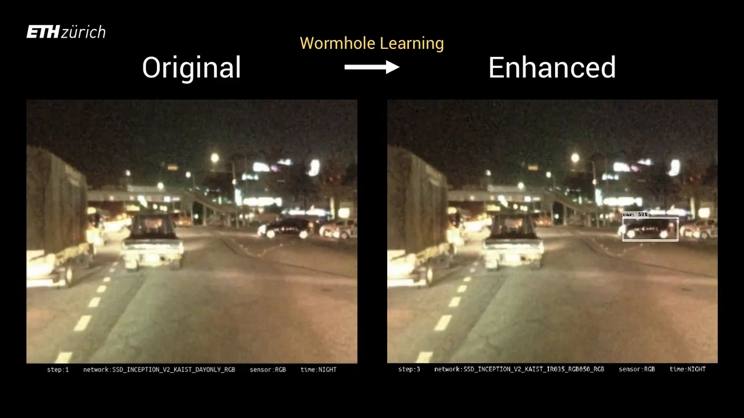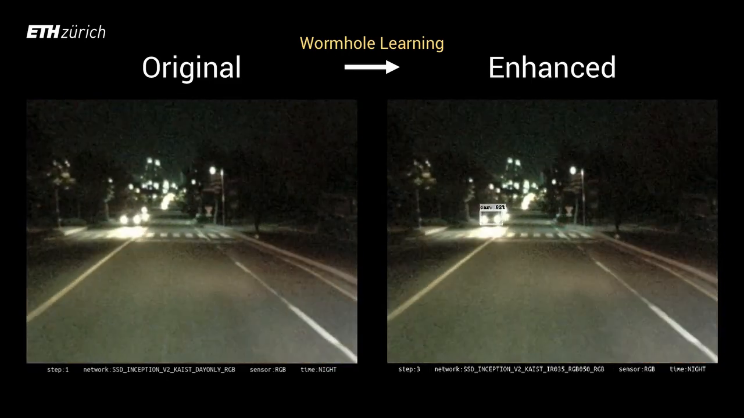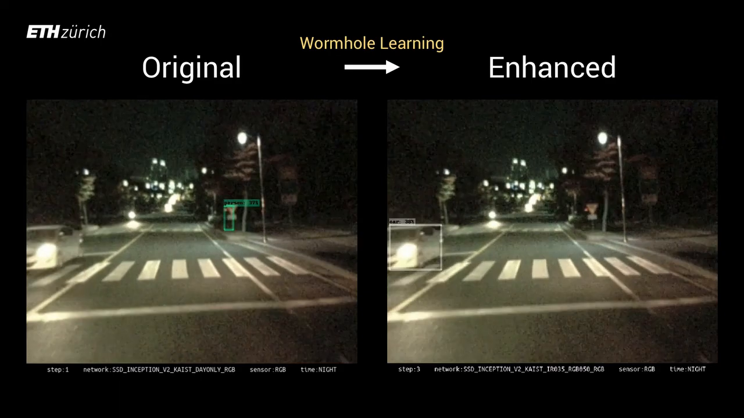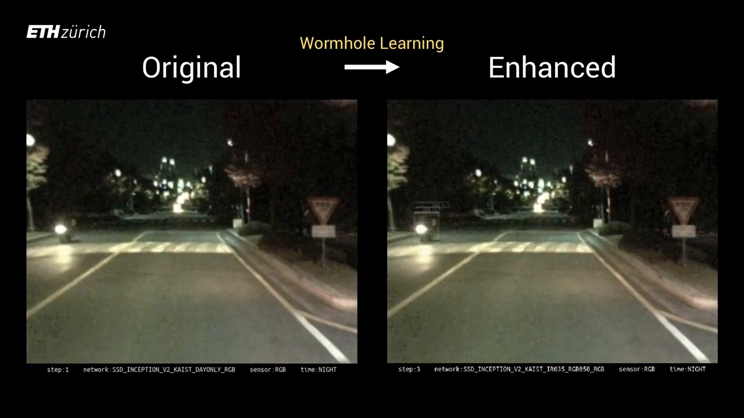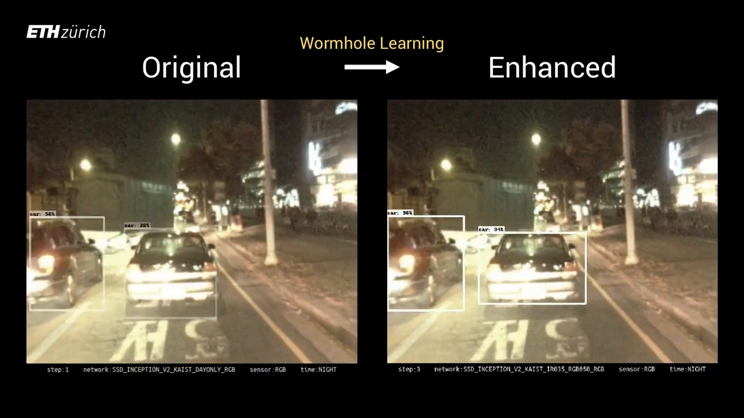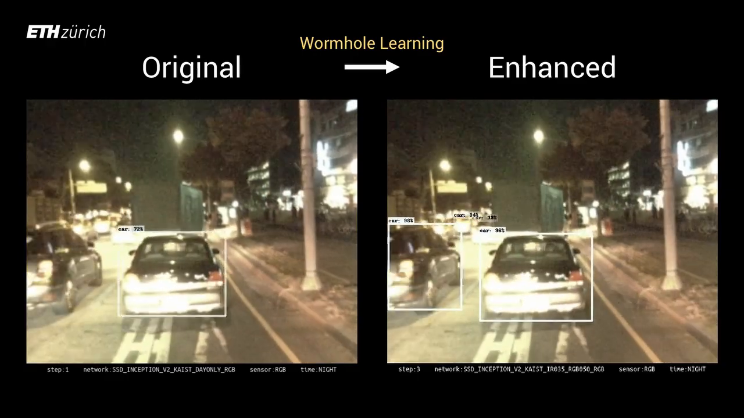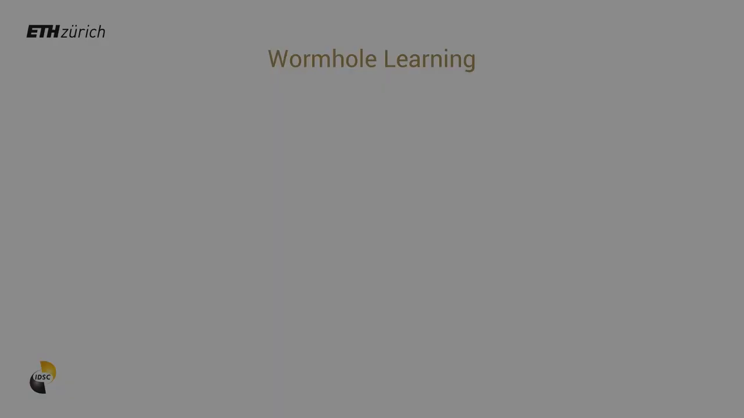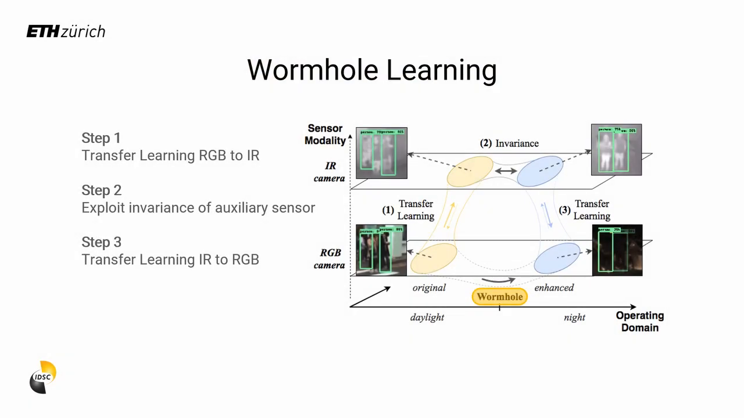Due to the not total absence of illumination, the original detector is sometimes able to detect objects, but with a very low confidence value. The enhanced detector in turn has learned new representations of objects and thus is able to detect more objects at night. So from this experiment we can see how these 3 simple steps were implemented.